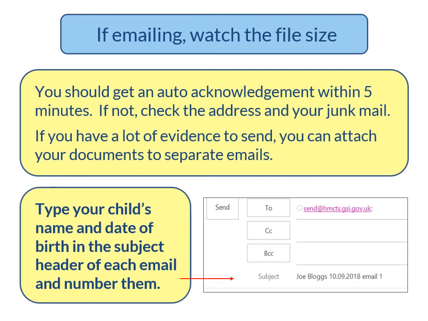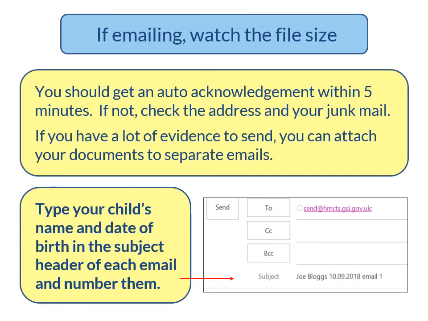If you choose to email in your appeal, keep an eye on the file size to make sure that your email gets through. You should get an auto-acknowledgement within 5 minutes. If you don't, firstly check that you have used the correct email address. Then check that you haven't received an email rejection because it was too big. This may have gone to your email junk.